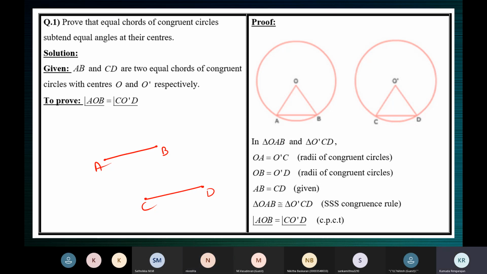Do you understand, children? Yes, ma'am. When are two angles congruent to each other? And when they are in the same length, ma'am. No.